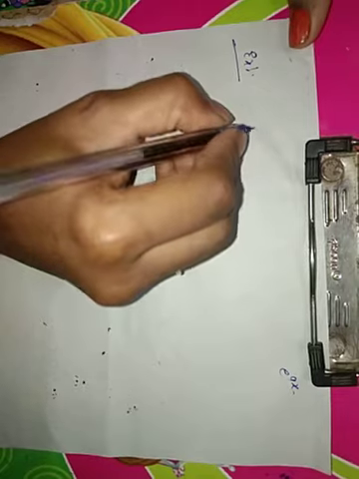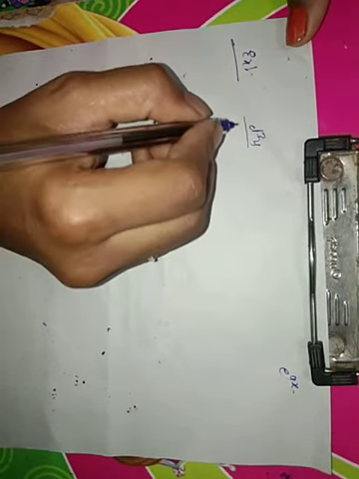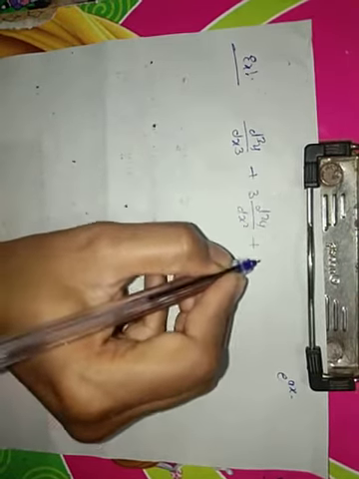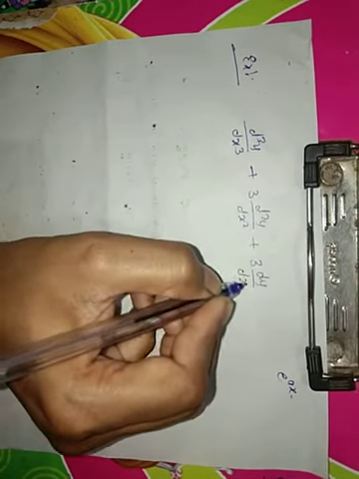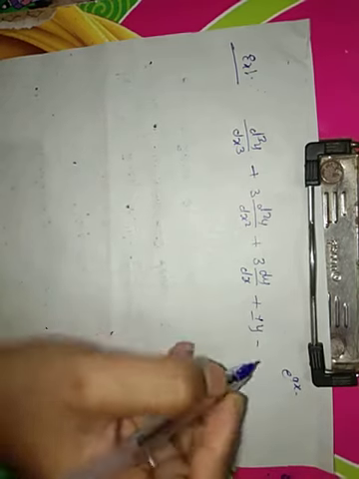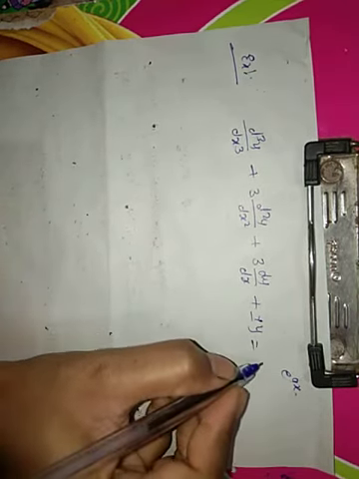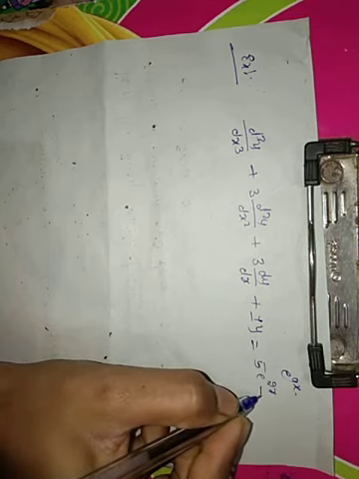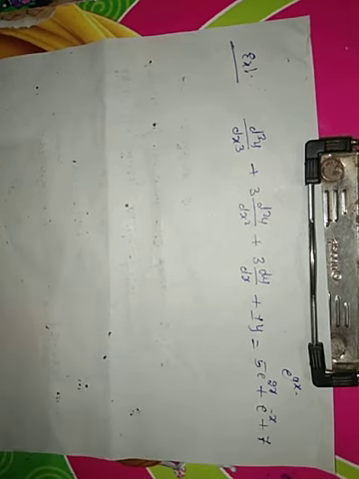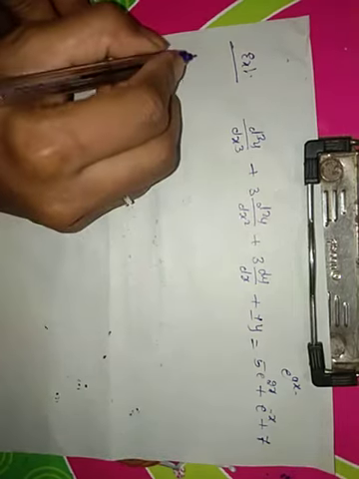Write the example: d cube y by dx cube plus 3 d square y by dx square plus 3 dy by dx plus 1 into y is equal to 5 into e raised to 2x plus e raised to minus x plus 7. So d cube will be written in the form of f of D of y equal to the RHS.